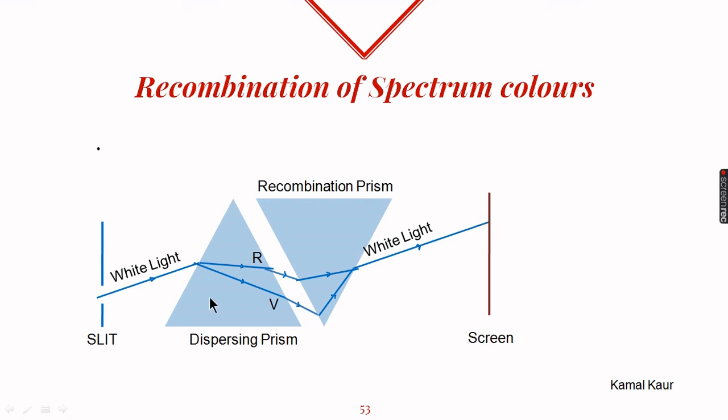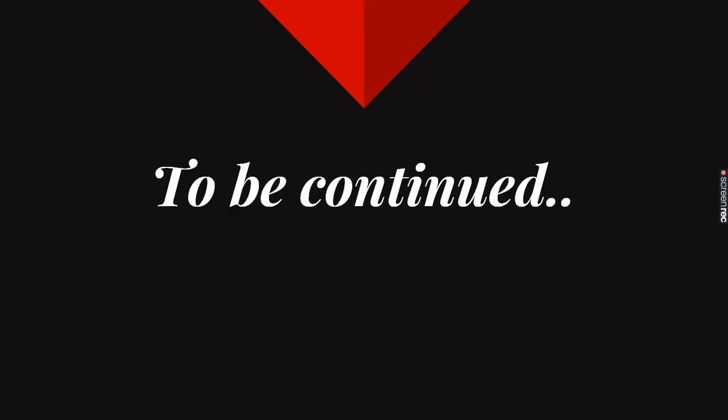So we see that this first prism is behaving as a dispersing prism because it is splitting white light into 7 colors, that is VIBGYOR. The second prism is behaving as a recombination prism because it is combining all the 7 colors back into white light. So we'll label all the parts of the diagram, and this is recombination of spectrum colors.